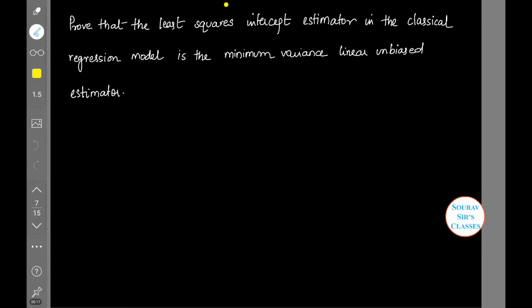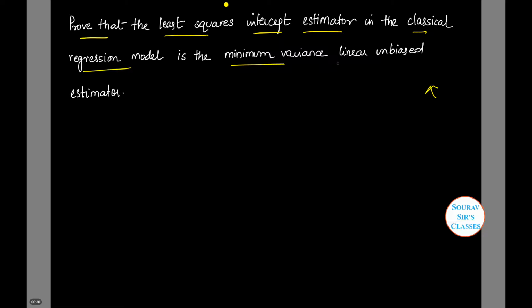So today we will be dealing with this question. Let us read the question first. The question is, prove that the least square intercept estimator in the classical regression model is the minimum variance linear unbiased estimator, and the short form is given by MVUE. Now let us start with the tutorial.